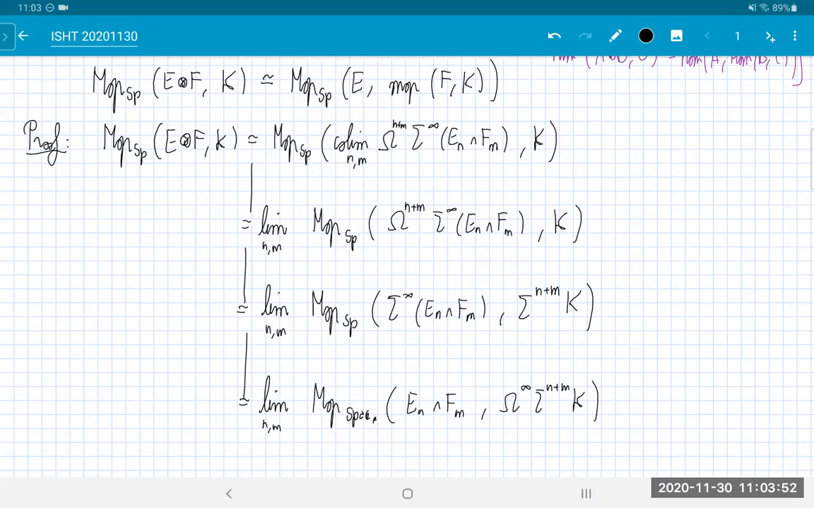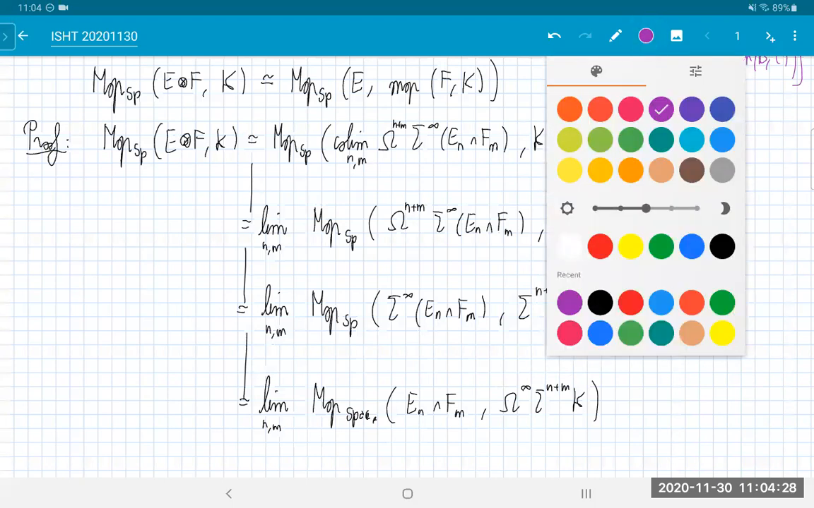So the first step is just pulling the colimit out. The second step is just, omega and sigma are inverse equivalences. So I'm using stability here, of course. And the next step is just the omega sigma adjunction. And actually, let me notice that this has a name. Well, it has several names. Okay, let me not give it the name, though.